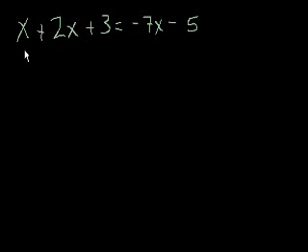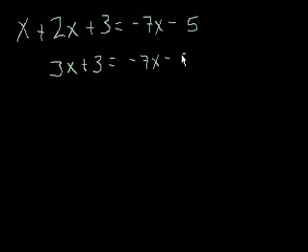That's like saying I have one apple and now I have two apples. So here I have one x and now I have two more x's and I'm adding together, so that equals 3x. 3x plus 3 is equal to minus 7x minus 5.